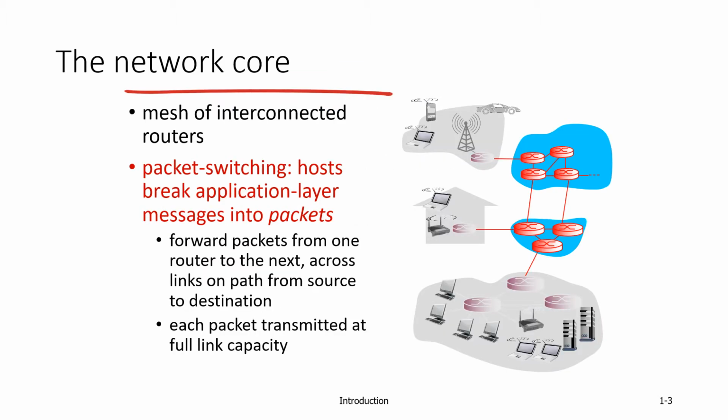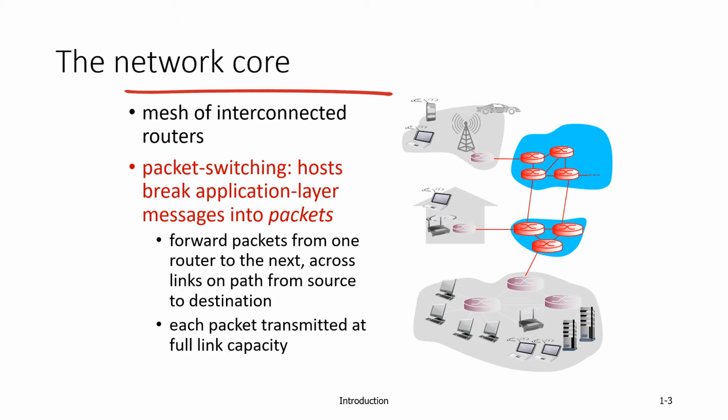So let's start off with the network core. The core of the network is a mesh of interconnected routers. These routers can belong to the same organization or to different organizations. The interconnection of these routers in a mesh or in any other way facilitates communication between networks that belong to different service providers, different organizations, and different companies.